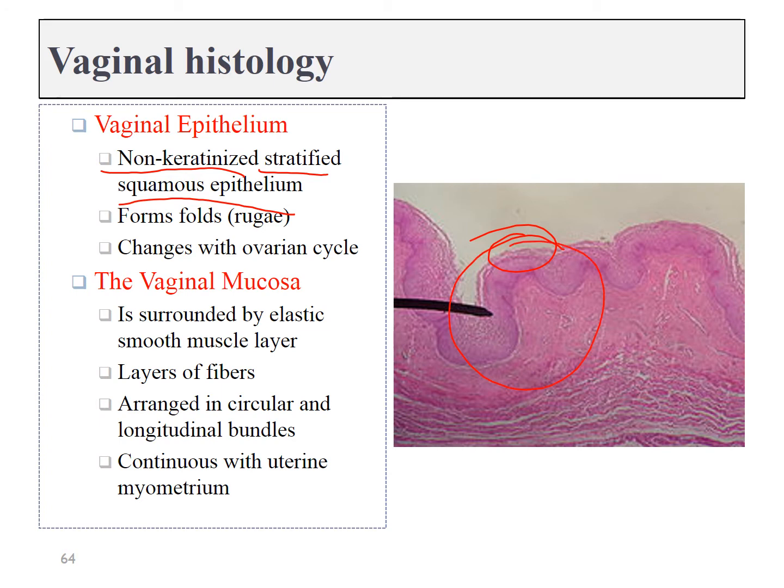The mucosa, which includes a bit of connective tissue underneath the epithelial tissue, includes a number of elastic fibers, which provides the vagina with the ability to stretch and then retract to its original size. And that can change depending on whether there is an object inside of the vagina, such as a penis during heterosexual intercourse, or a baby during childbirth.